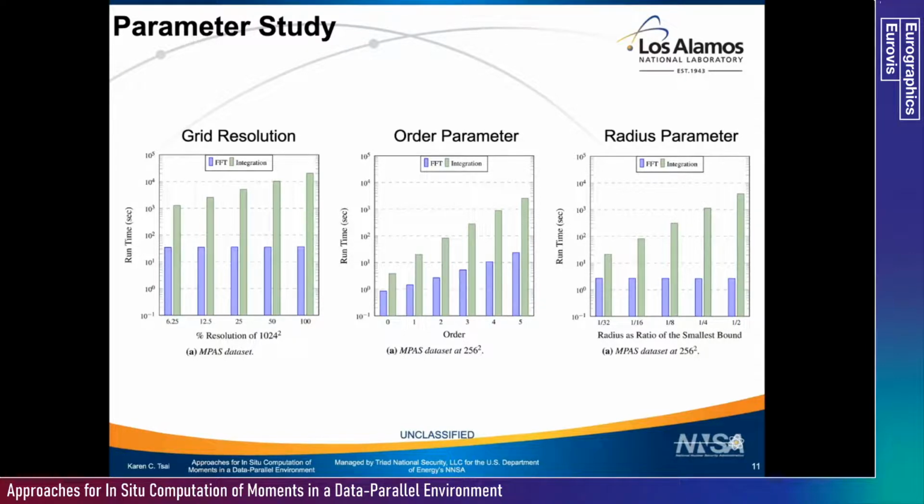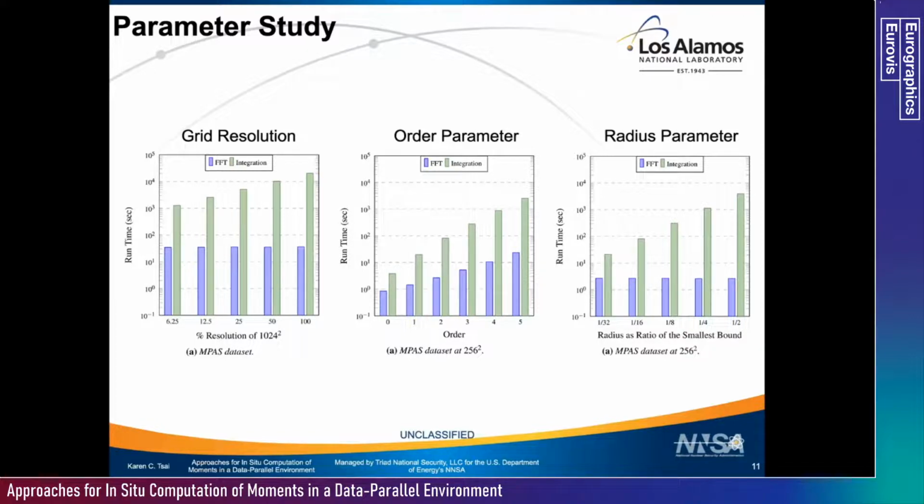Now next is the order parameter. This is the order up to which the basis functions are used for building the kernel when we're computing the moments. So, as expected, the runtime of both approaches grows as we increase the order. However, the difference between the 2 approaches increases as the order increases. So given any higher order of basis function or larger dataset, the FFT approach will always outperform the integration approach.